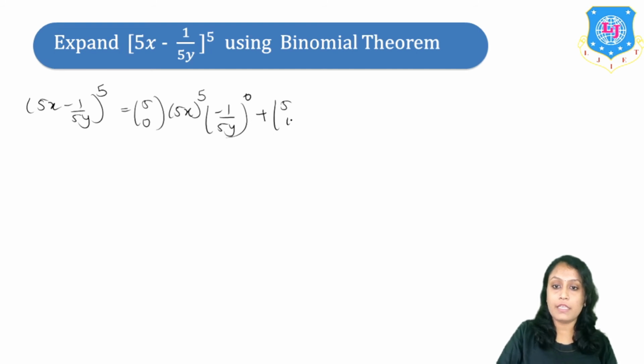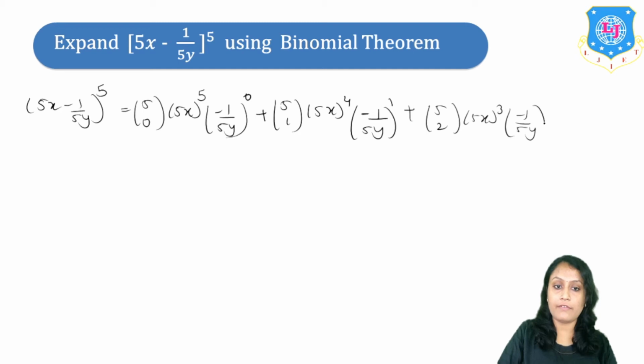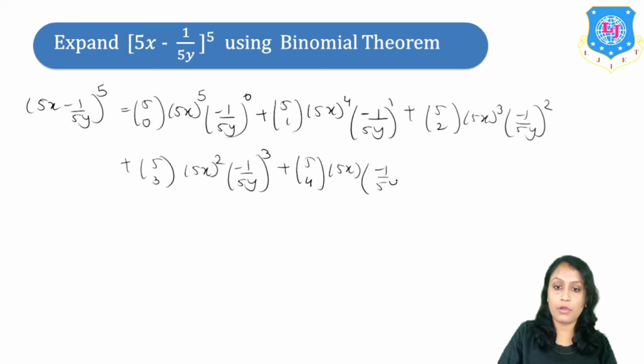Now 5C1, reduce this power and increase this power, so it will give you (5x)⁴, here we have (−1/(5y)) with power 1, plus 5C2 (5x)³ (−1/(5y))², plus 5C3 (5x)² (−1/(5y))³, plus 5C4 (5x) (−1/(5y))⁴, and at last term 5C5 (5x)⁰ (−1/(5y))⁵.